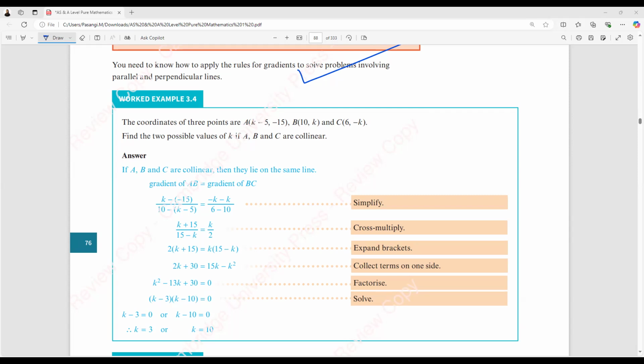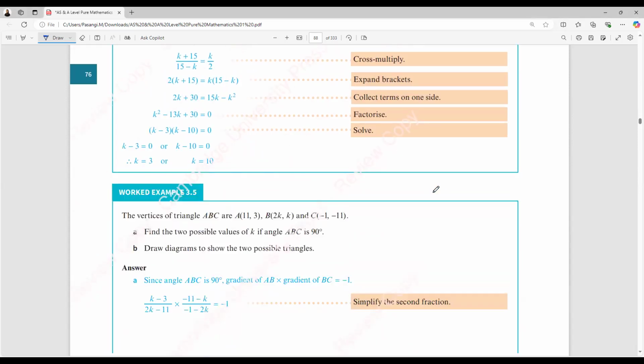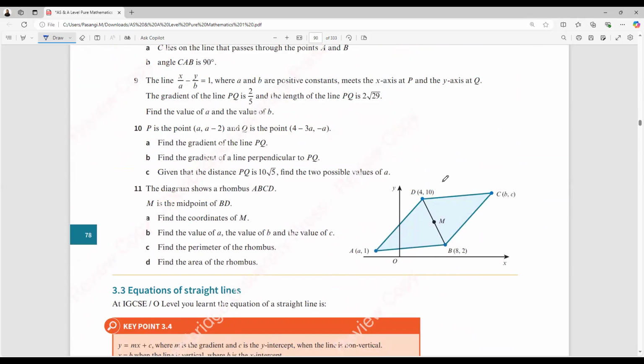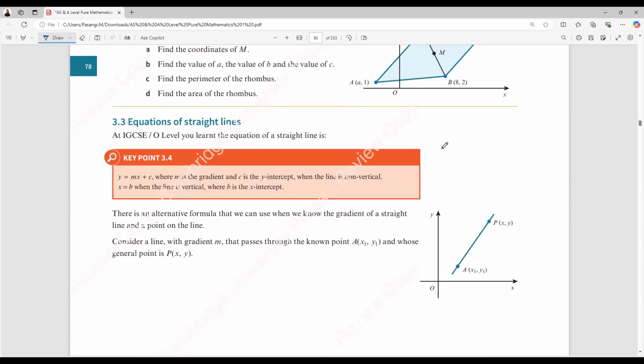Okay, teacher, that is done. Then all the ones are completed. There are no harder questions. So the next part is equations of a straight line. Anyway, this we also already know.